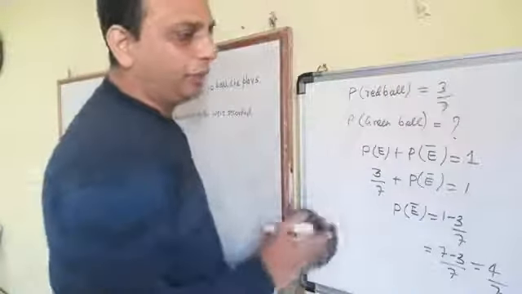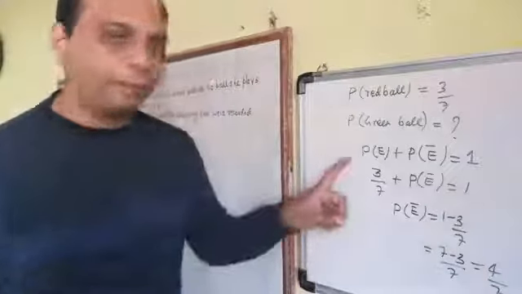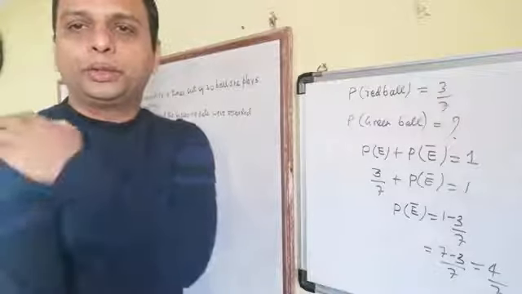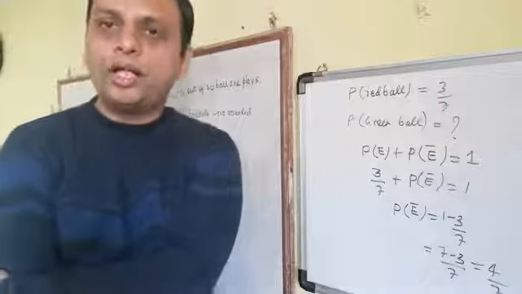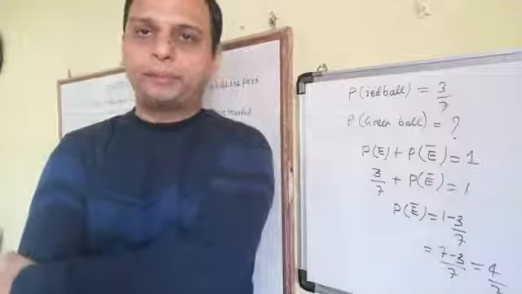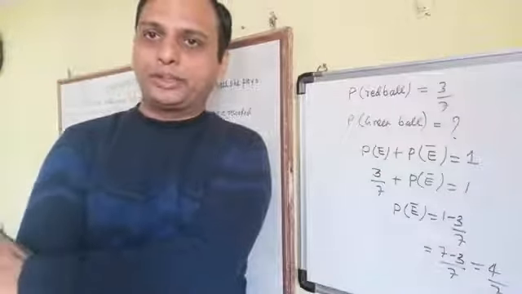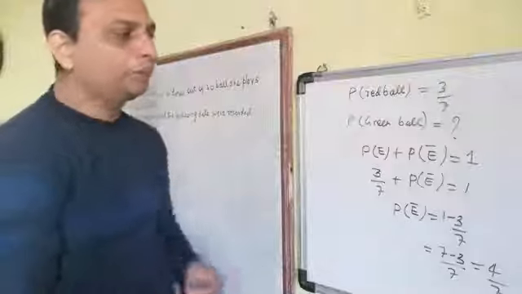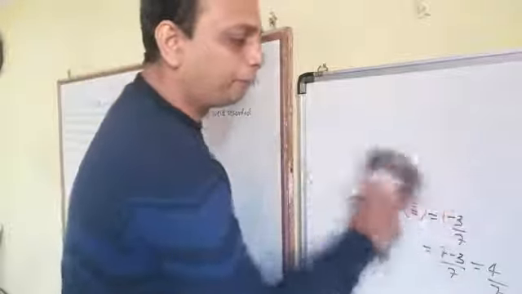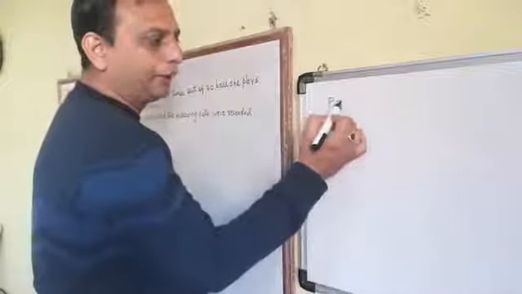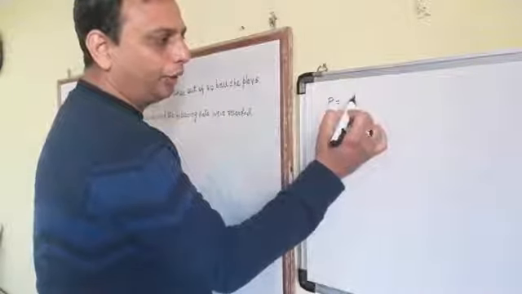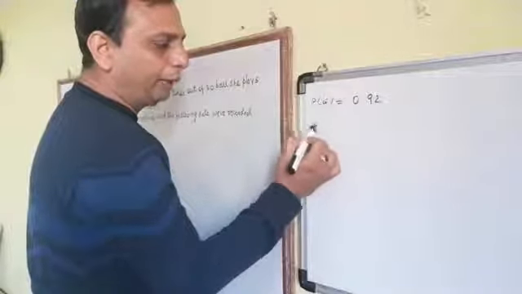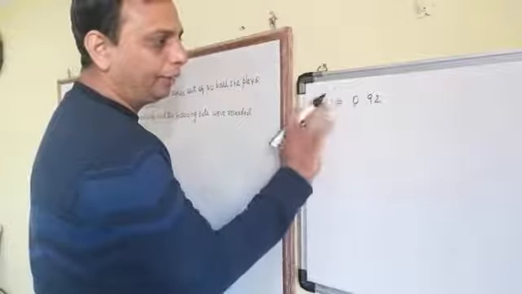Now take one more example. This formula you also have to remember: P of E plus P of E bar is equal to 1. P of E stands for probability of the event and P of E bar stands for probability of not event, but that is not mentioned in that particular question. So by using this formula we can find the probability. Now take one question. Suppose P of E is given as 0.92, and we have to find P of E bar.